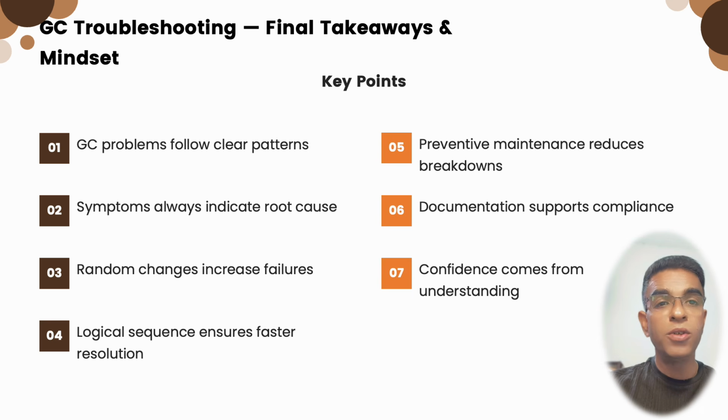So, GC troubleshooting is not about guessing or panic. It is about understanding system behavior and applying the logic calmly. Every GC problem gives symptoms. Those symptoms always point towards a cause. When you learn to read those signals correctly, GC becomes predictable and reliable.